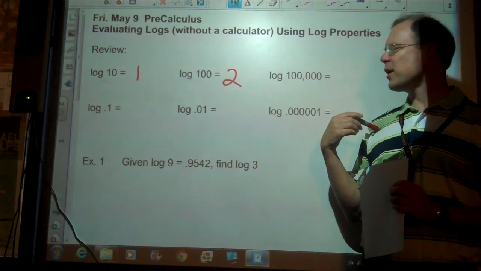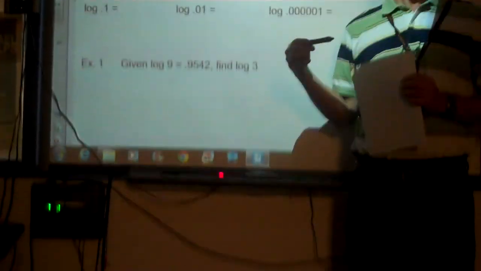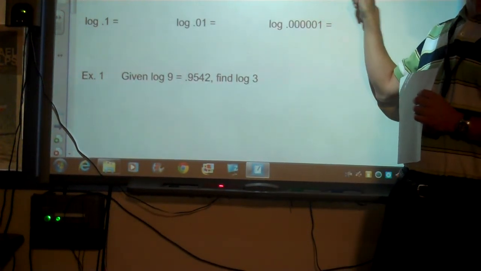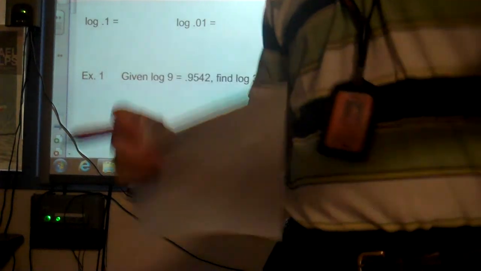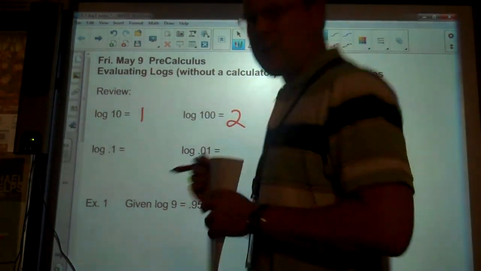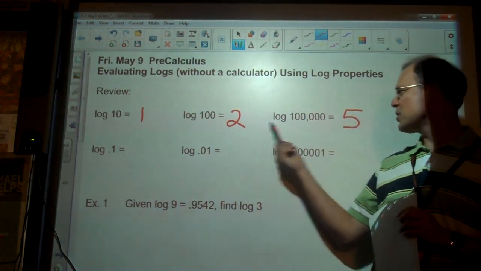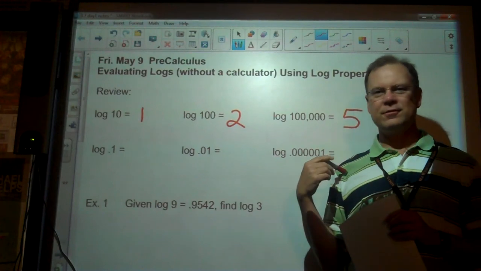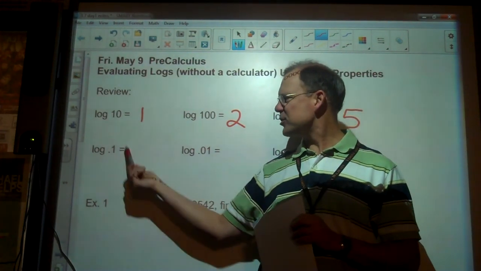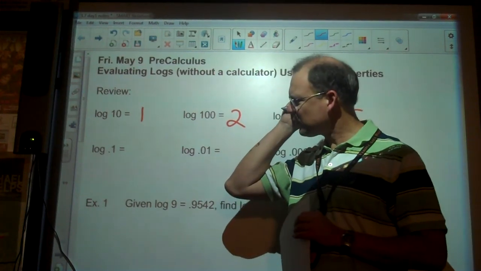So the log of 100,000, count the zeros after the 1, and there's 5 of them. My camera lost its balance. Okay, so the log of 100,000 would be 5. Okay, with numbers less than 1, it's slightly different.